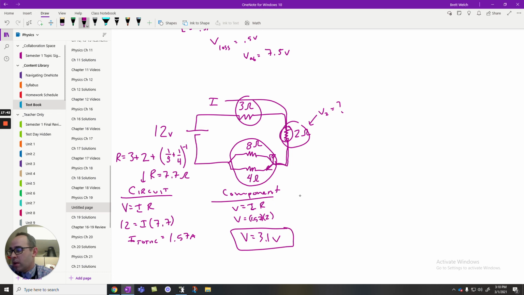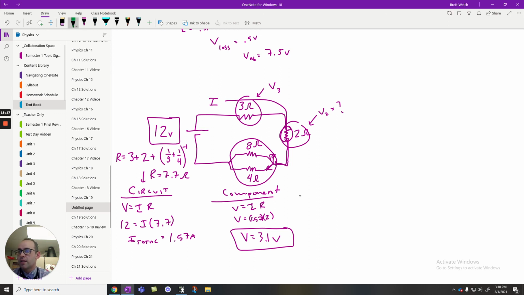Now let's say that I did want to find the 8 or the 4. The best way or the simplest way to find the voltage loss would be by finding the voltage loss at the 3 and at the 2, knowing that I have to come up with all 12 volts. I have to use all of the voltage the battery supplies. So if I use 3.1 volts at the 2 ohm resistor, and about 5 volts here, that gives me 8 volts roughly. That means I must be using 4 volts as I come across this last component.